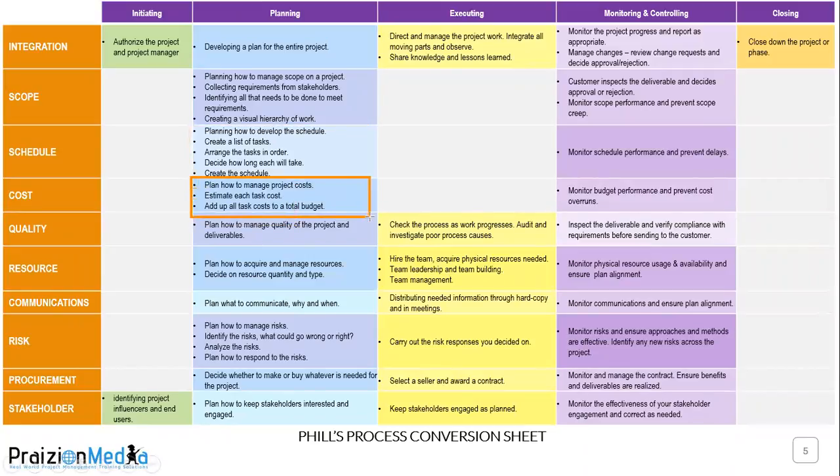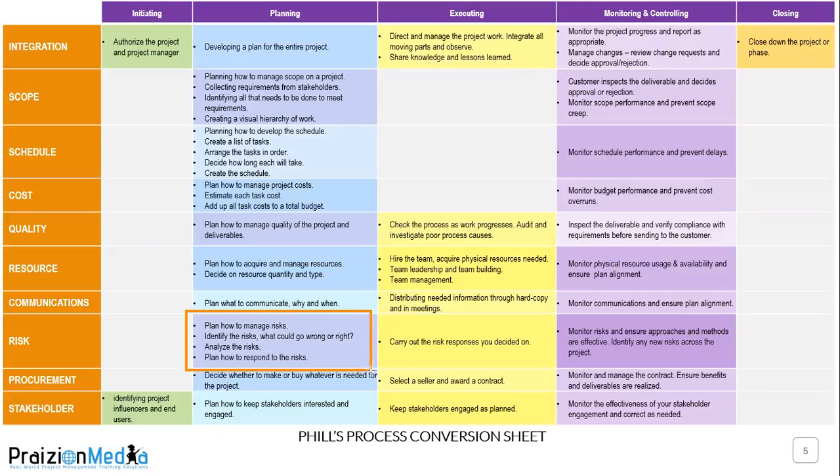Next, we move into cost. In cost, we plan how to manage project cost. We estimate each task cost, and we add up all task costs to a total budget. In quality, we plan how to manage quality of the project and deliverables. In resource management, we plan how to acquire and manage resources. Then we decide on the resource quantity and type. Communications, we plan what to communicate, why, and when.